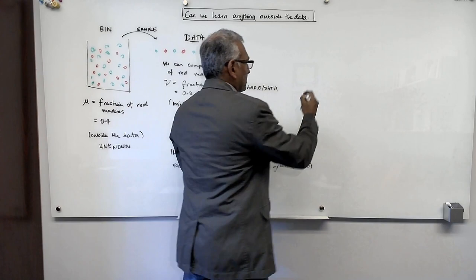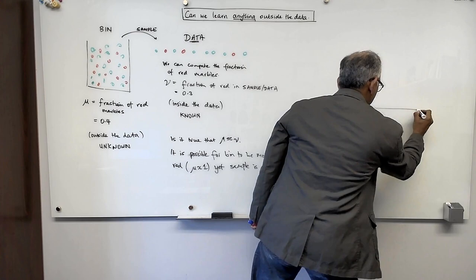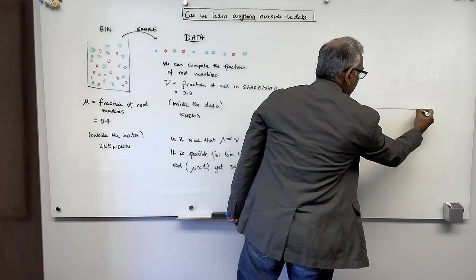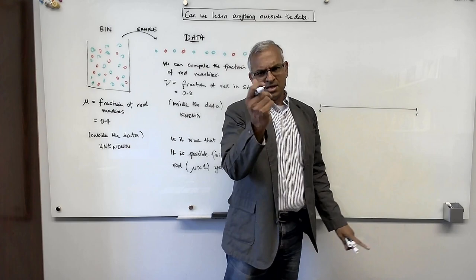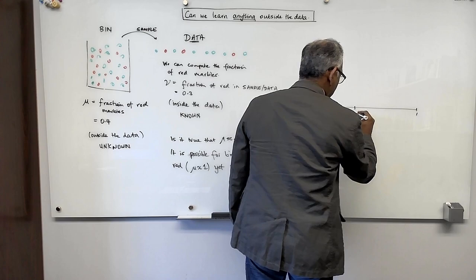So what I'm going to do here is draw on the x-axis the possible values of nu, from 0 to 1. When I draw 1,000 marbles, it's possible that I get 0 red. It's possible that I get 1,000 red. And it's possible for me to get pretty much anything in between at a resolution of 0.001. Now here's where mu sits. So mu is 0.4.